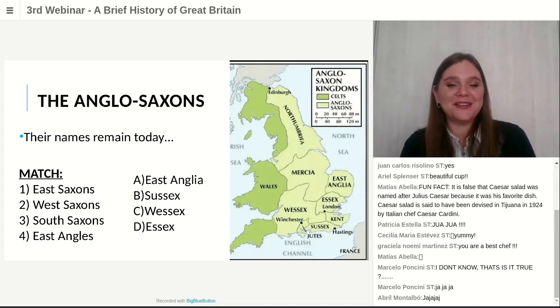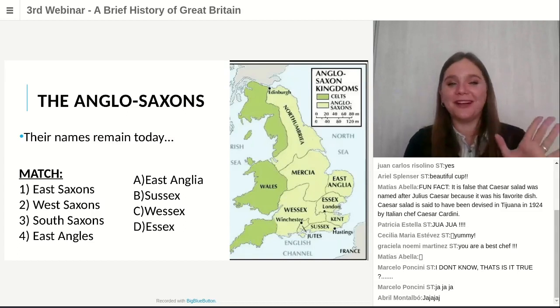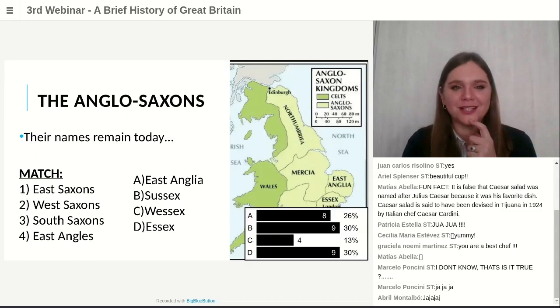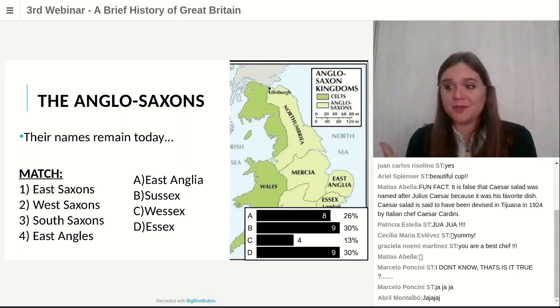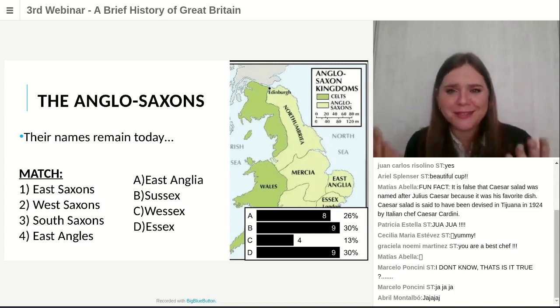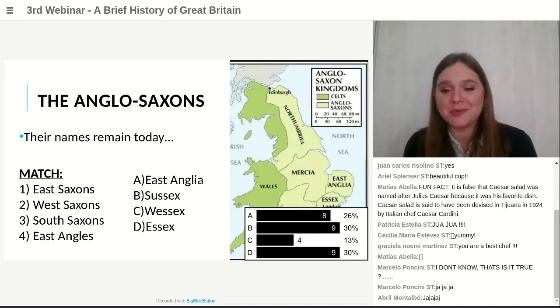I will show you the results now. Interesting. Well, this is what you voted. I mean, people on the platform are voting crazy things. Some of you, 27%, voted East Anglia. 30% of you voted Sussex. 13% voted Wessex, and 30% voted Essex.